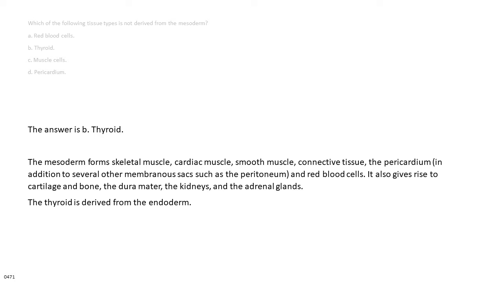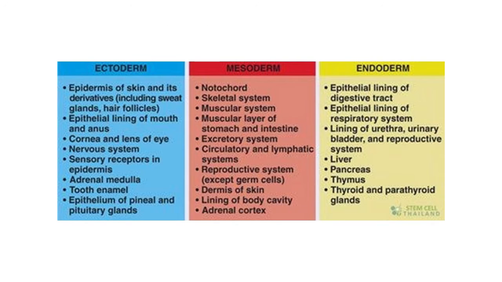The answer is B. Thyroid. The mesoderm forms skeletal muscle, cardiac muscle, smooth muscle, connective tissue, the pericardium, in addition to several other membranous sacs such as the peritoneum, and red blood cells. It also gives rise to cartilage and bone, the dura mater, the kidneys, and the adrenal glands. The thyroid is derived from the endoderm.